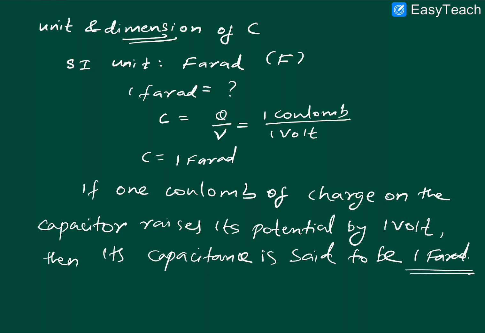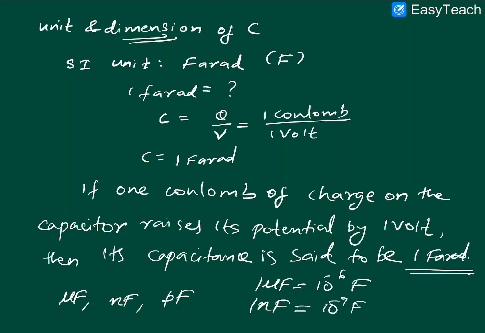Okay, this is the SI unit, and some small units are there which are microfarad, then nanofarad, picofarad, etc. Okay, and you can convert it. 1 microfarad is equal to 10 raised to minus 6 farad. 1 nanofarad is equal to 10 raised to minus 9 farad. Like that you can convert. 1 picofarad will be equal to 10 raised to minus 12 farad. These are conversion formulas.